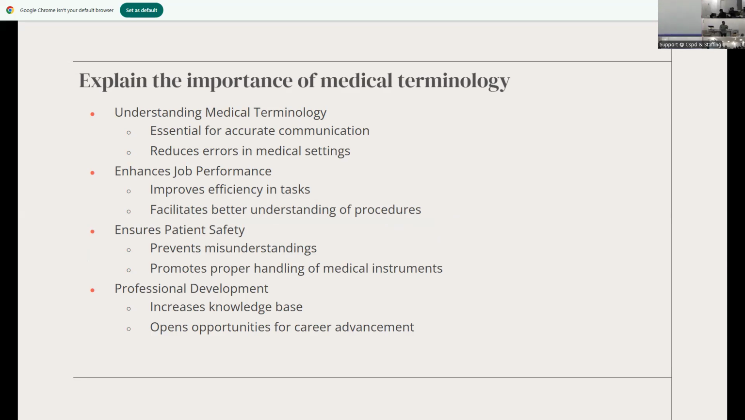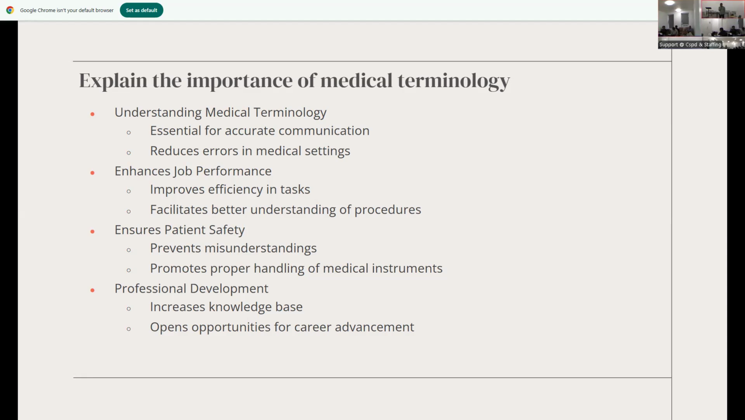So if you are able to communicate the terminology to them, which is related to the procedure, it reduces or eliminates mistakes. That's what it means. Enhance job performance. Once you know the terms, you know what you're looking for, you know what instrument they need, it makes the work easier. Improve efficiency in tasks, facilitates better understanding of procedure, ensures patient safety, prevent misunderstanding, promote proper handling of medical instruments.